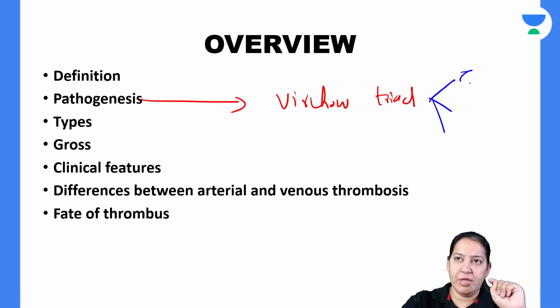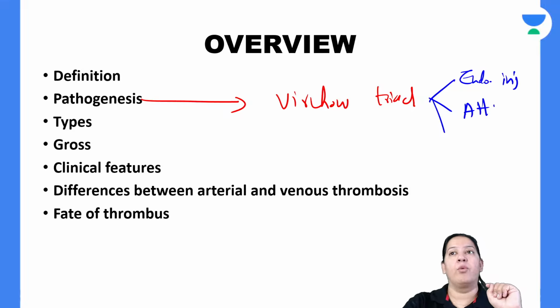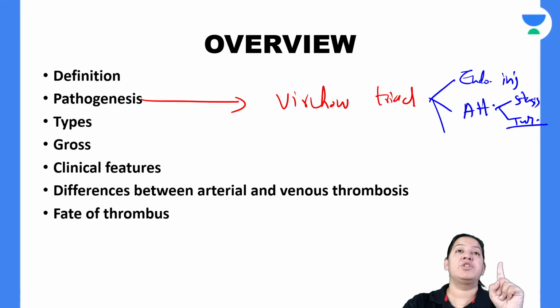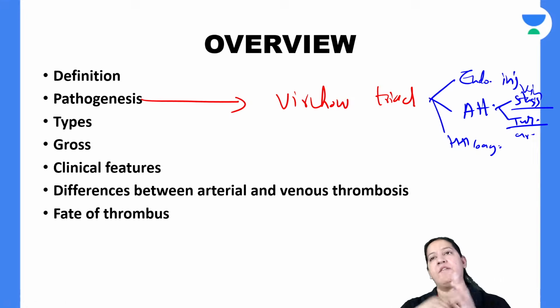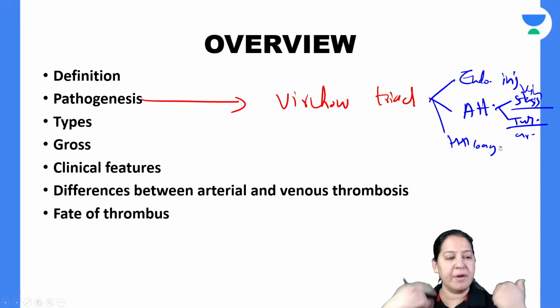First is endothelial injury, number one. Number two, altered blood flow. That is the two types of alteration: either stasis or turbulence. Turbulence leads to thrombus formation in an artery, and stasis leads to thrombus formation in a vein. And the third is hypercoagulability of the blood. Have you got it? The third reason is hypercoagulability of the blood.